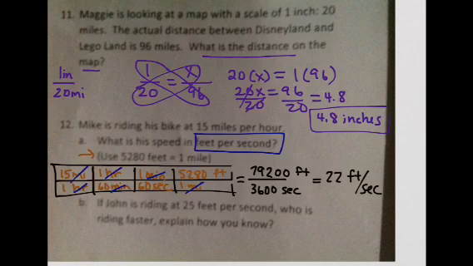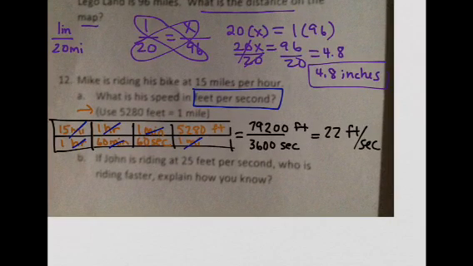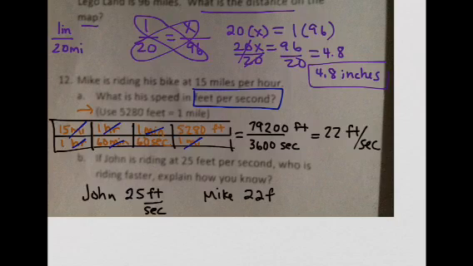Okay. Letter B, if John is riding at 25 feet per second, who's riding faster? Explain how you know. Well, John is 25 feet per second. That's his unit rate, right? 25 feet for every 1 second, whereas Mike is only covering 22 feet in 1 second. So who's riding faster? John, because he's covering more feet per second than Mike is.